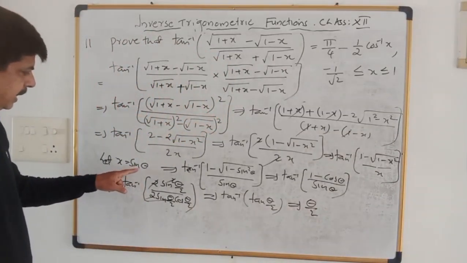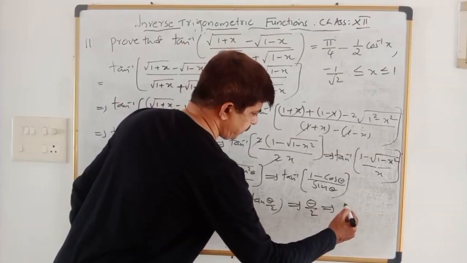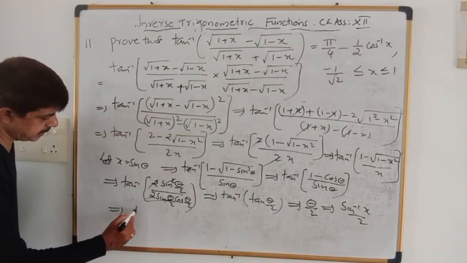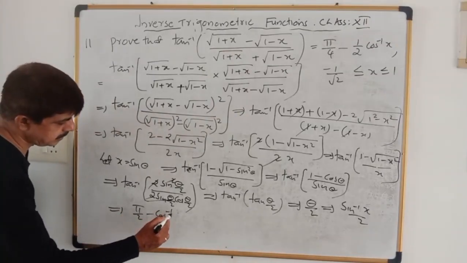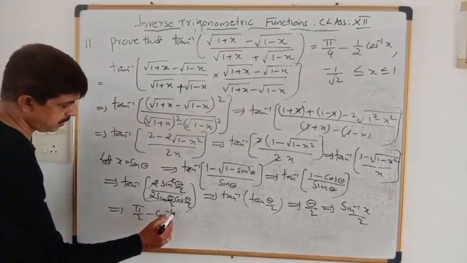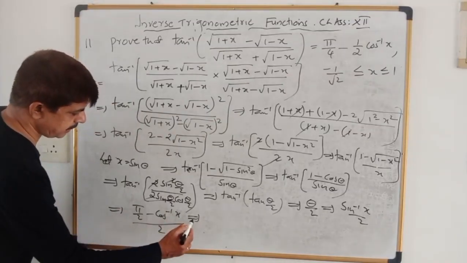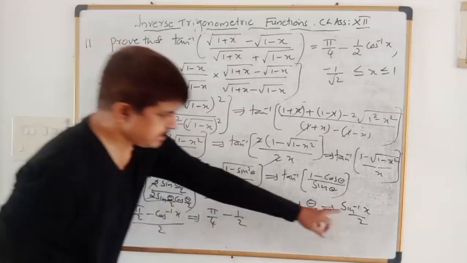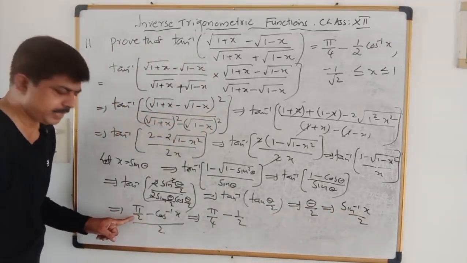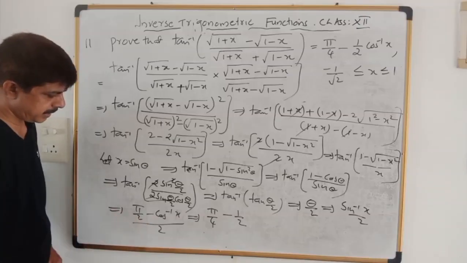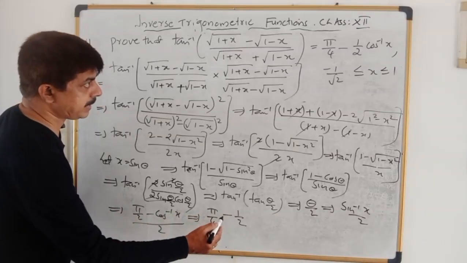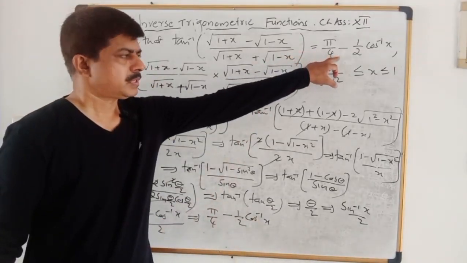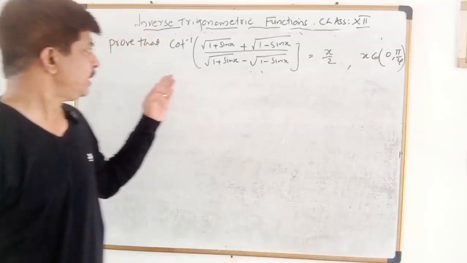So theta can be substituted by sin inverse x, giving sin inverse x by 2. So sin inverse x can be written as what? Pi by 2 minus cos inverse x, all divided by 2. So this becomes pi by 4 minus 1 by 2 cos inverse x. You understand, no? Sin inverse x can be written as pi by 2 minus cos inverse x. So 2 is the denominator. Pi by 2 divided by 2 becomes pi by 4 minus 1 by 2 cos inverse x. This is what we were supposed to prove. Clear?